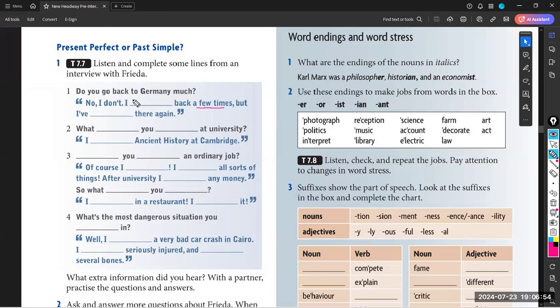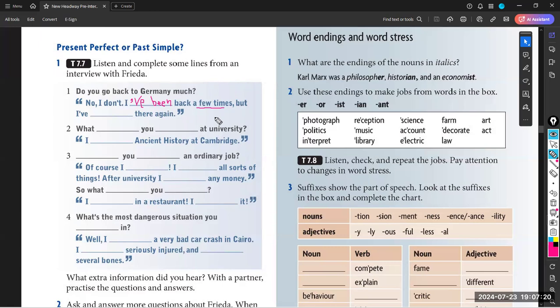I've been back. Thank you, Tagreed. I've been back a few times. I've, which is the abbreviation of I have, been, the present perfect. Why? Because a few times is a number of times I have done the action. So I've been back a few times to visit relatives, but I've never lived there again.